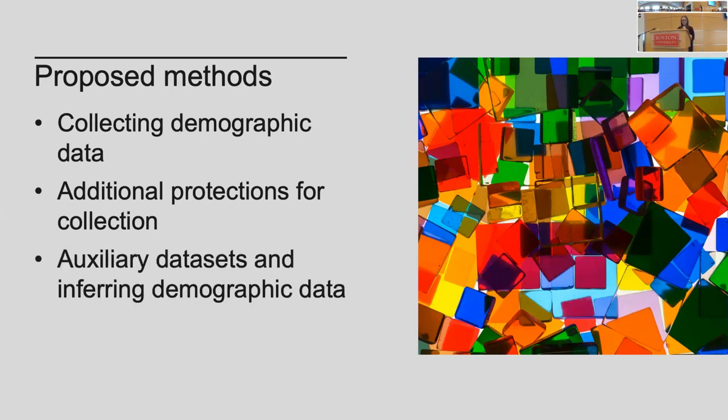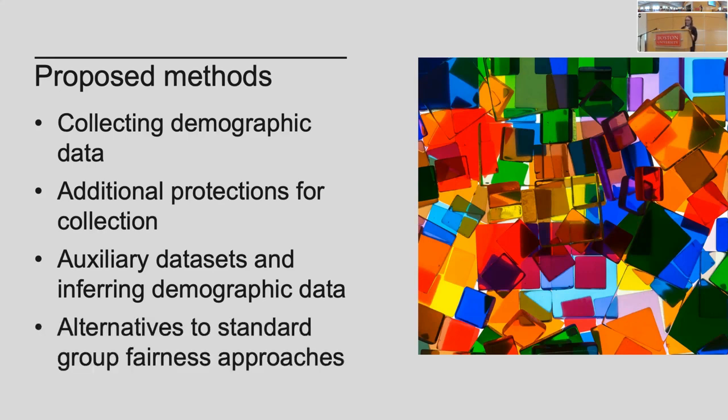So in our work to try and clarify this landscape, we wanted to understand the main types of available methods and start to think about some of their benefits and downsides. So in our work, we grouped the methods into 4 big categories. So firstly, collecting demographic data, which includes dealing with errors and missing values. Next, additional protections for collection, which includes the use of third parties and cryptographic solutions. Next, auxiliary data sets and inferring demographic data, which includes proxy methods, we've heard a bit about that already, that try to predict demographic categories from other data. And finally, alternatives to standard group approaches.